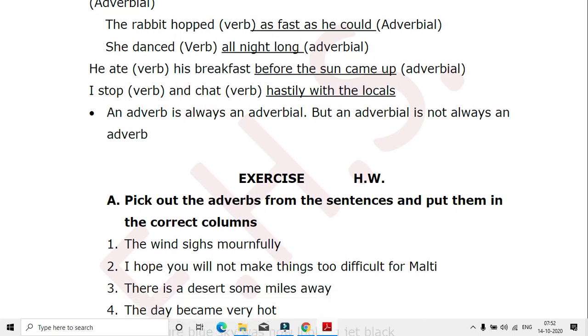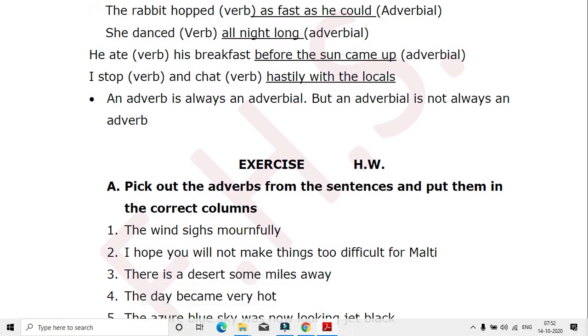I stopped and chatted hastily with the locals. So here, where did he stop and with whom did he chat? Both the answers are there over here. Okay, hastily with the locals. An adverb is always an adverbial. So an adverb is always an adverbial even though it's one word.